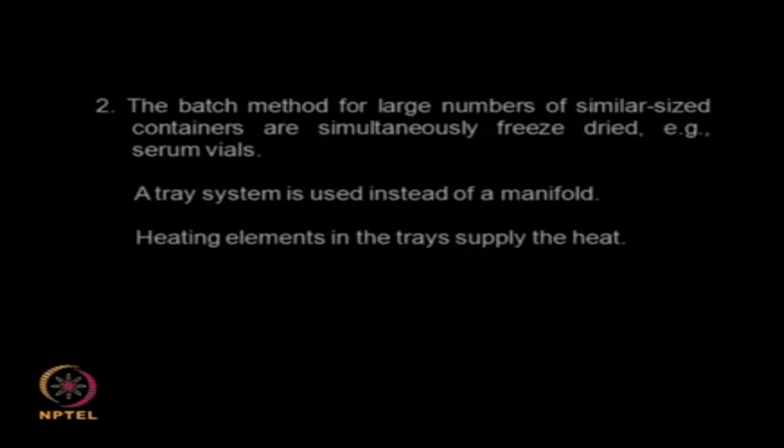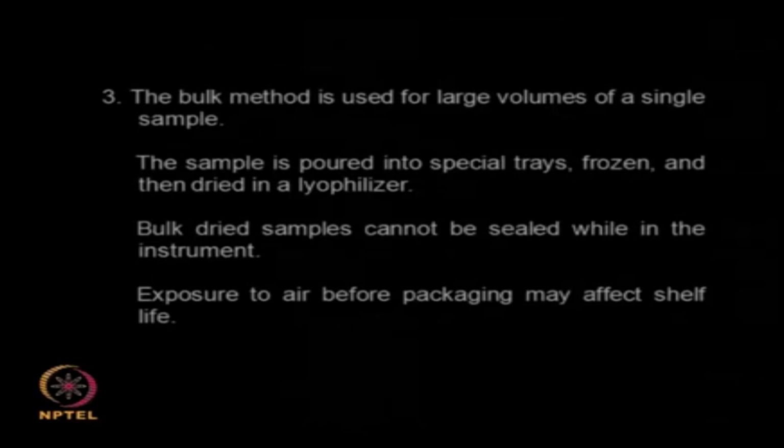If you are talking about bigger systems, then we can use a tray type of arrangement, and there could be heating elements in the tray to supply the heat. So we can have similar types of containers. You can cool them all, freeze them like serum vials, and then keep them on the tray, and then you apply heat, and thereby you achieve the drying process. If you have large volumes of a single sample, you can pour the material in special trays, freeze it, and then dry it in a lyophilizer.